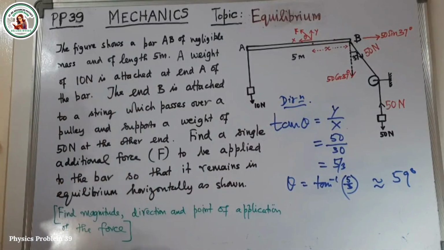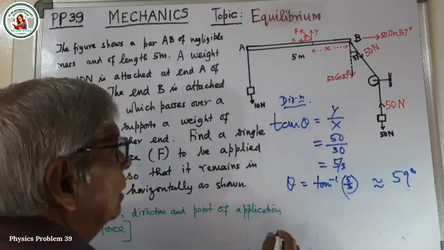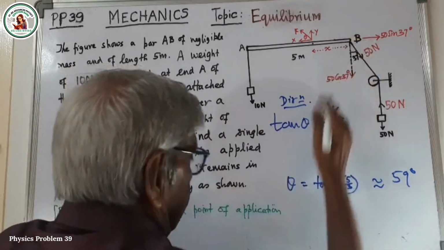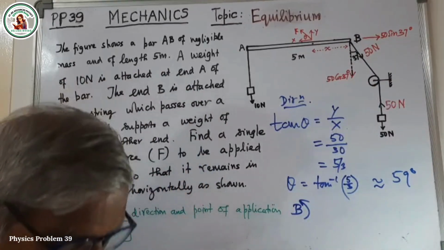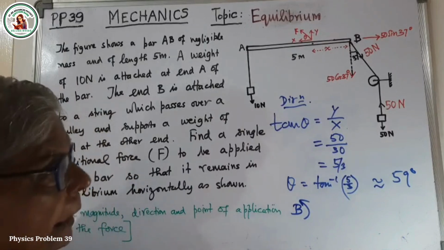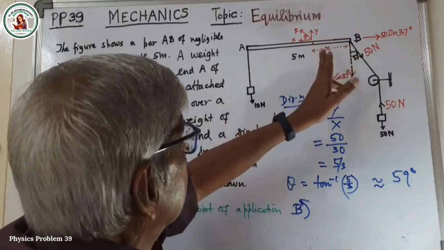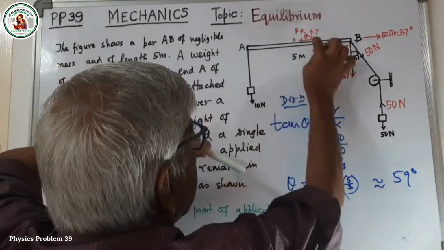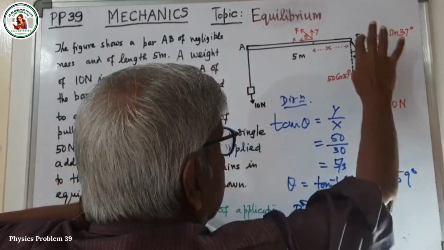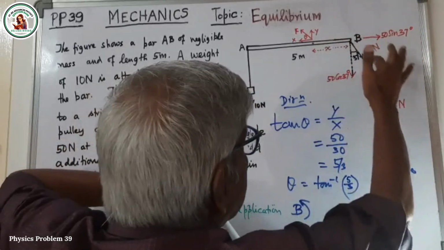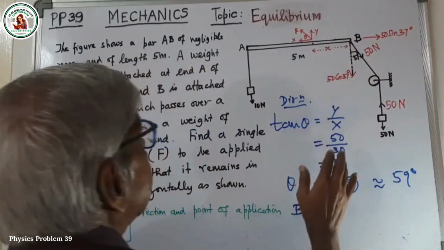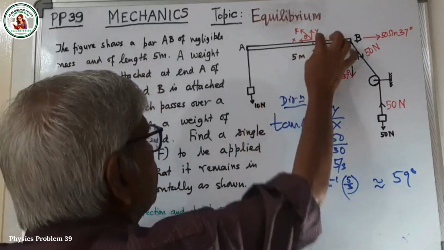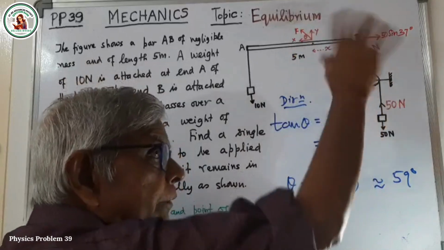Then the point of application of the force. To know the point of application, we take torque about B. Torque means the rotational effect of the force. This component X is passing through B, which cannot produce any torque, any rotation about B. Likewise, this 50 Newton also cannot produce any torque about B. So Y and this 10 are the two forces that can produce a torque, a rotational effect.